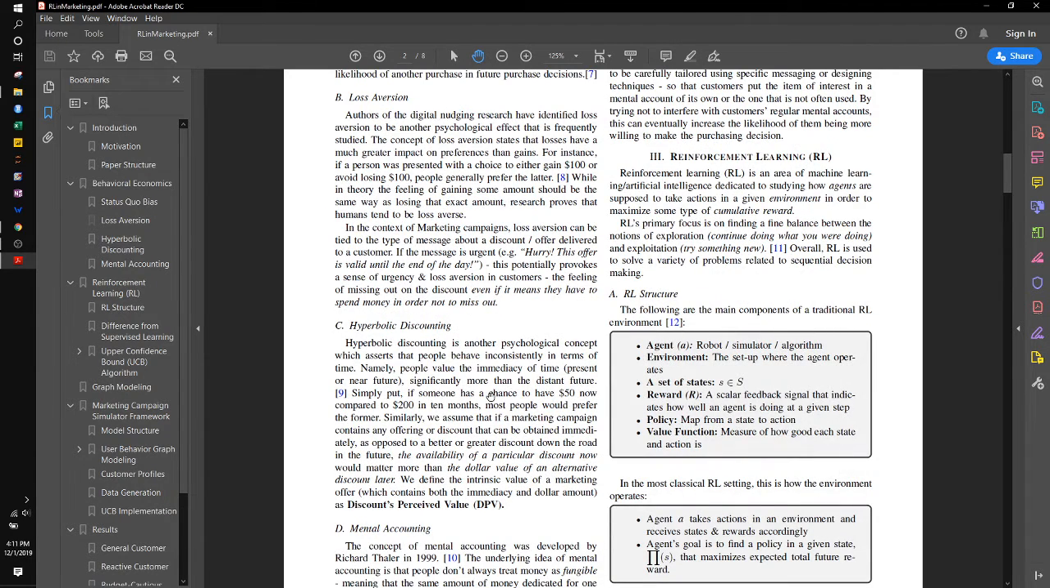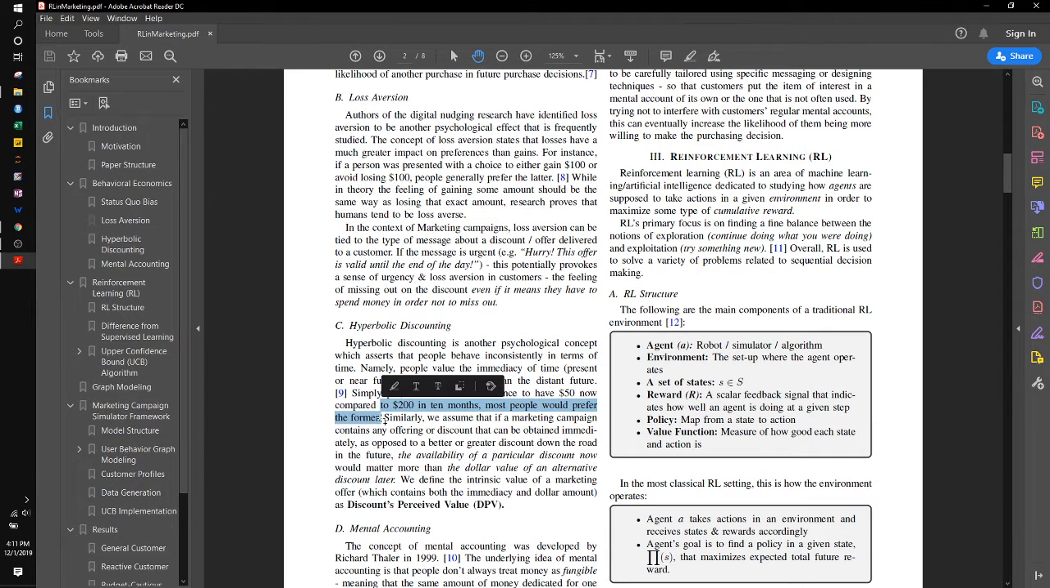There's hyperbolic discounting, meaning that gains currently are valued or perceived higher than gains at a later date. So if somebody can have $50 now compared to $200 in 10 months, most people would prefer the former.